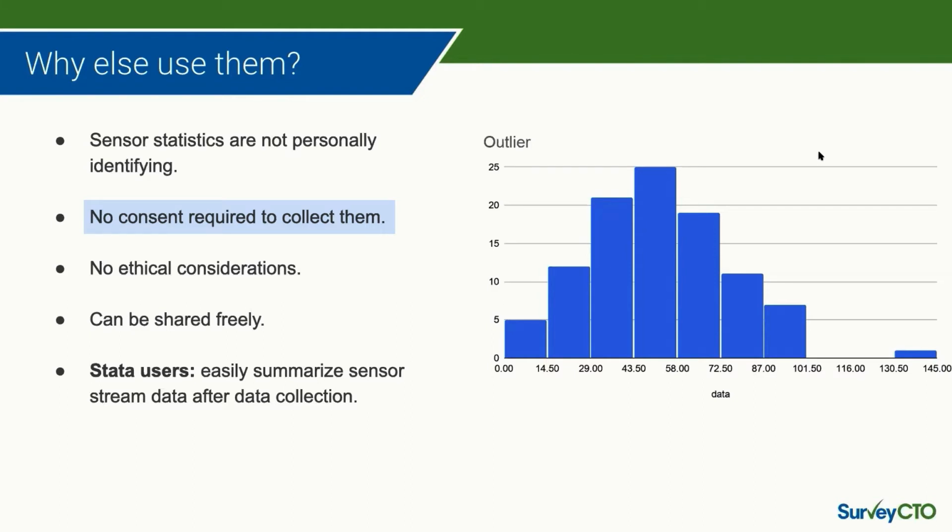So it's simple for IRB processes. There are generally no ethical considerations. And so you can actually freely share this data with any partners who are interested, which is something I'll talk more about later. Also, for Stata users, we have a command for easily summarizing sensor stream data, which will allow you to generate statistics after data collection has completed, as opposed to the summary statistics that sensor statistics provide. So that's something to keep in mind for those of you who work in Stata.